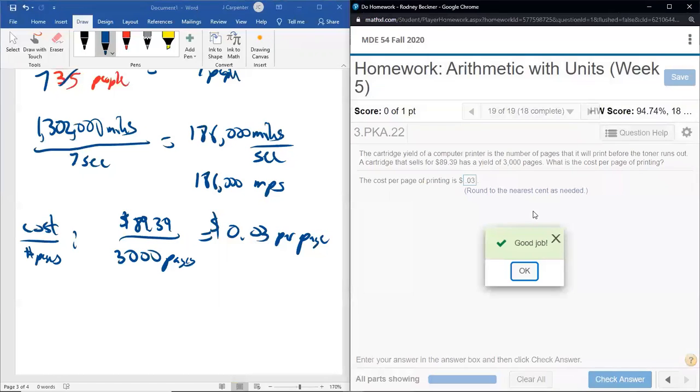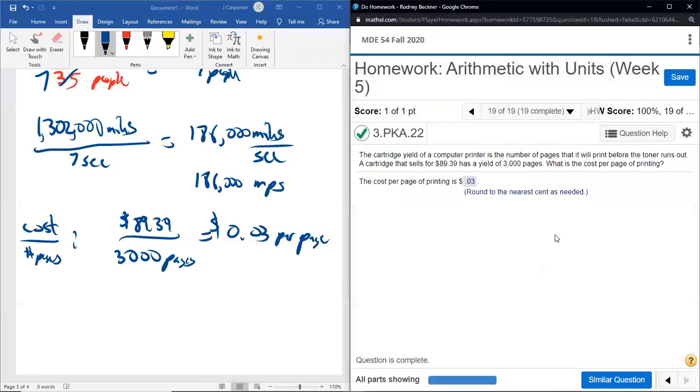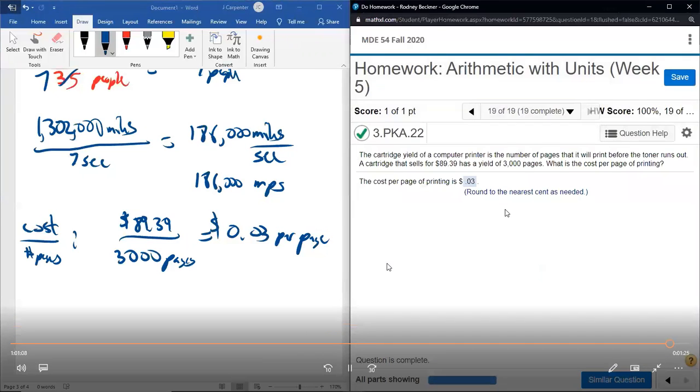And that's a pretty accurate statement. It's about 3 cents a page to just print anything. Now you might say, well, wouldn't it depend on the amount of ink you use? Absolutely. This is just an average though.